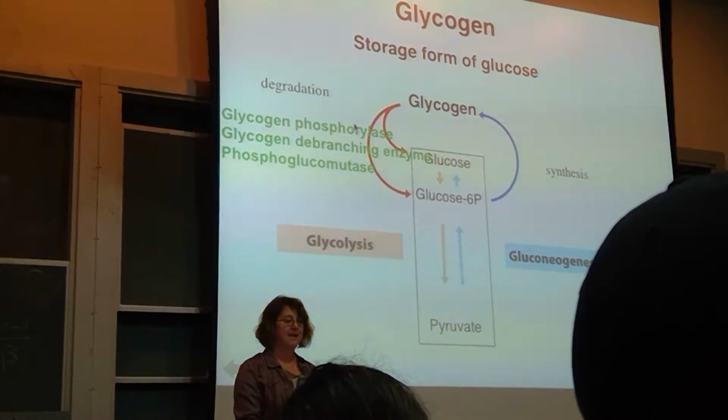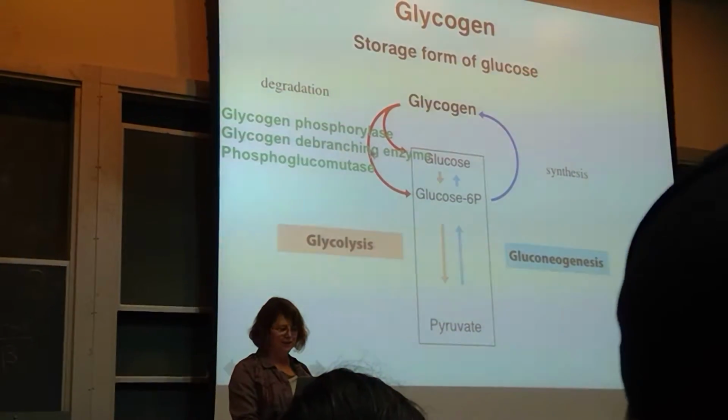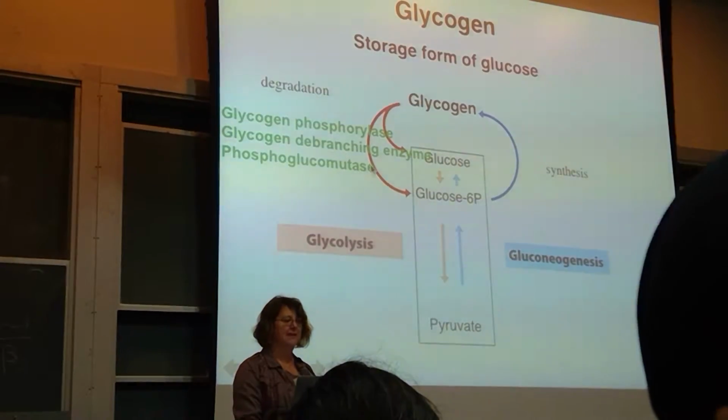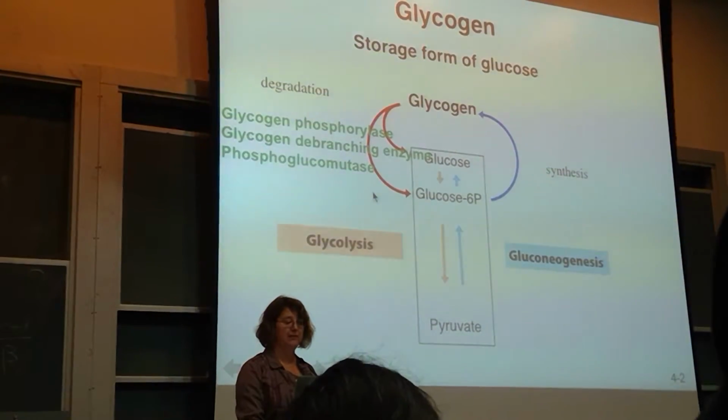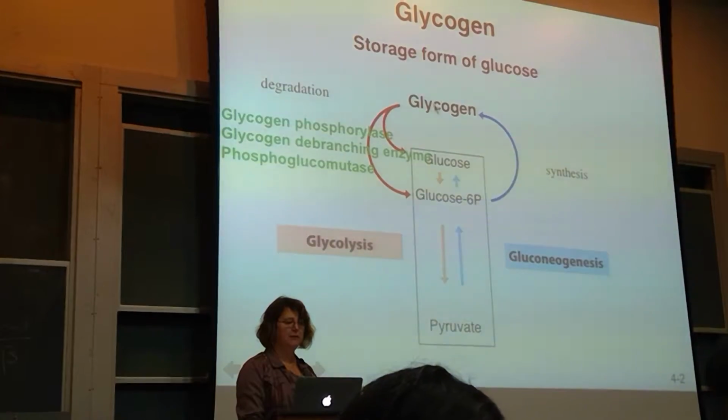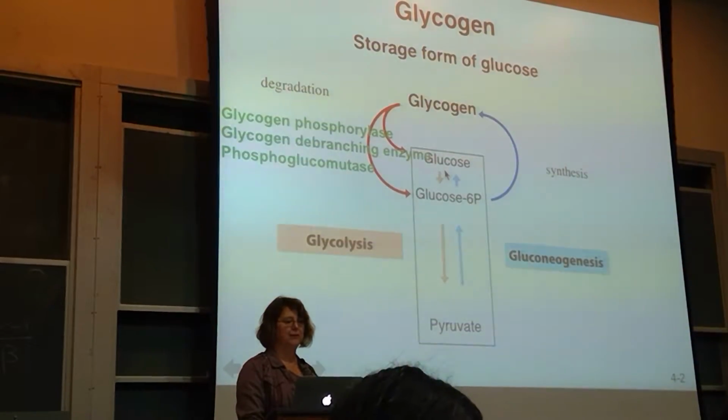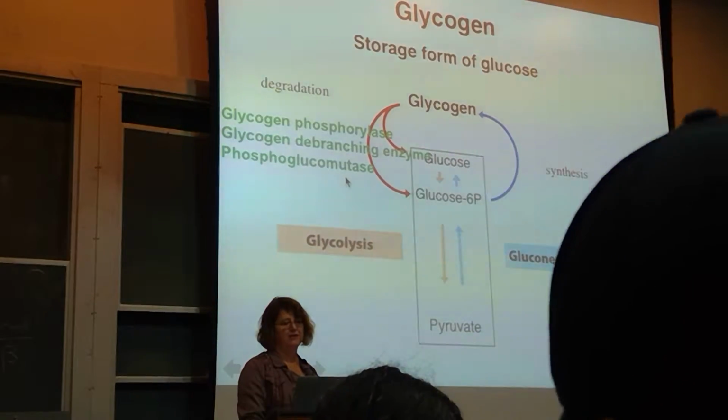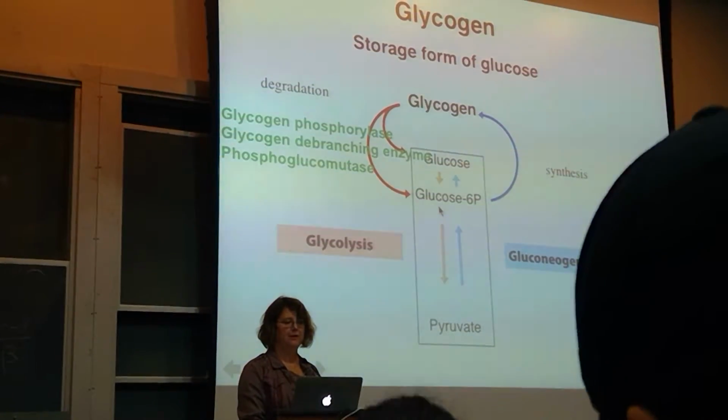So there are a couple of enzymes involved in this: glycogen phosphorylase, a debranching enzyme, and phosphoglucomutase. The first two convert glycogen to, as you'll see, glucose plus glucose 1-phosphate, and then this one converts between glucose 1-phosphate and glucose 6-phosphate.